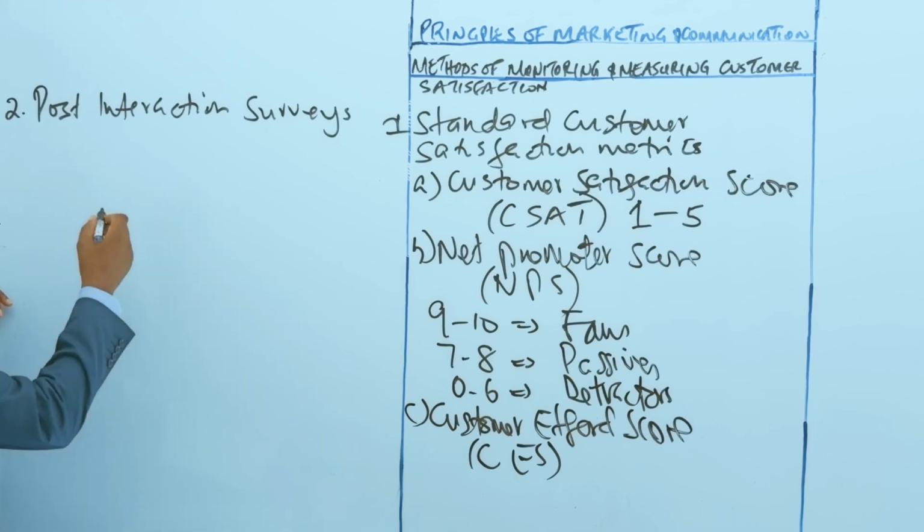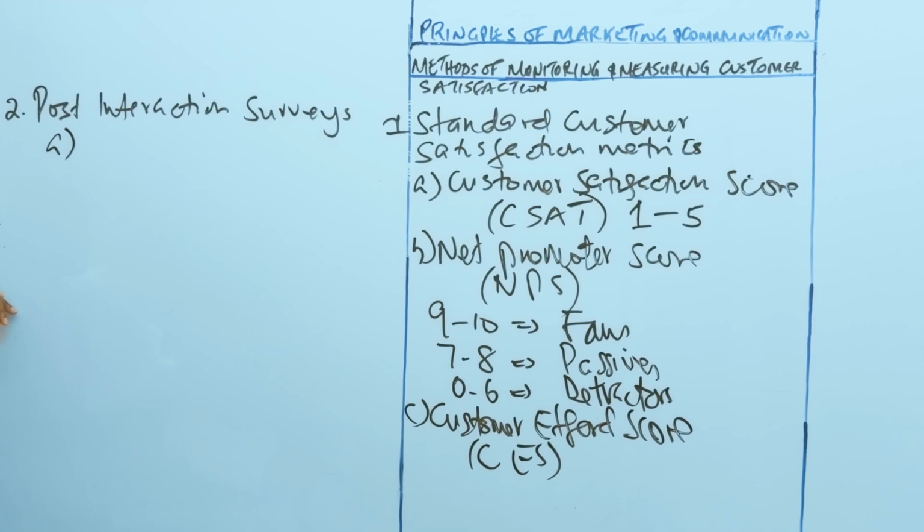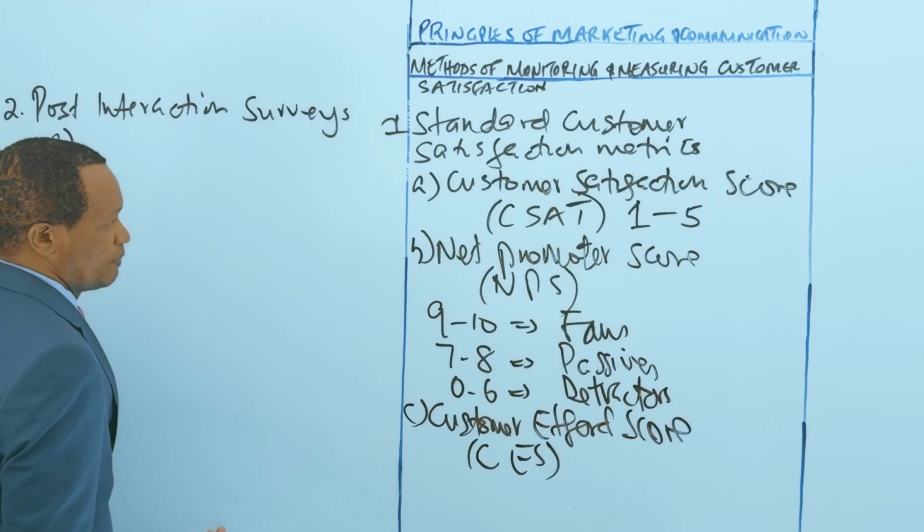One method that can be used is just sending an SMS. You can send SMS or WhatsApp bots or email links. Understand? A survey. And the benefit is that the experience is fresh in the customer's mind, leading to highly accurate transactional feedback.